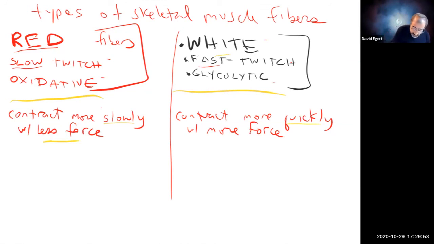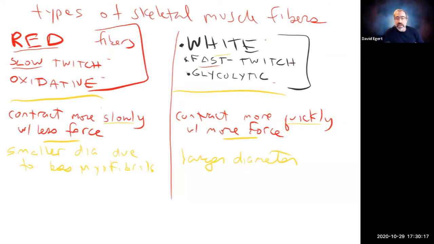The force is more about how many myofibrils you've got in the cell. These red fibers are much smaller in diameter, due to fewer myofibrils. These are going to have a larger diameter, right? If you have more myofibrils all pulling in parallel, you're going to generate more force.